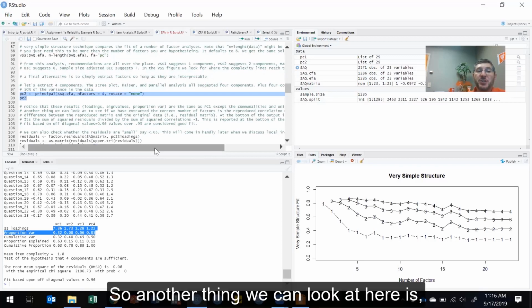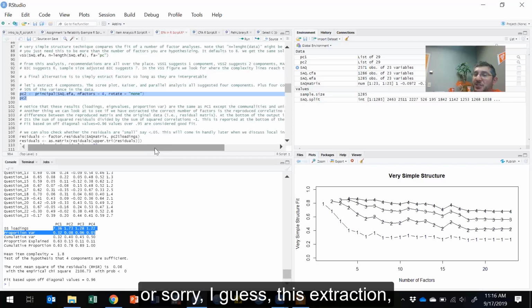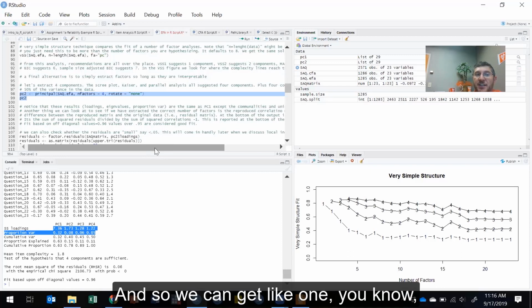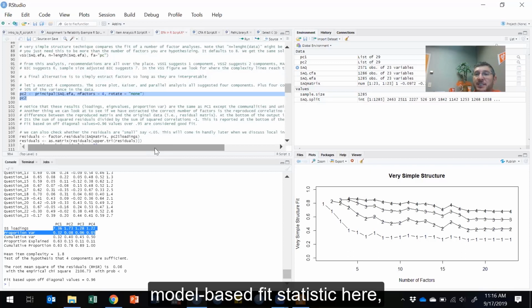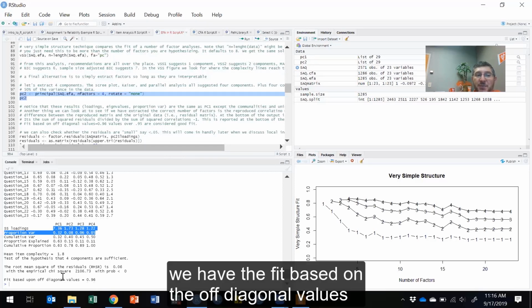Another thing we can look at is how well this principal component analysis extraction fits the observed data. We get one model-based fit statistic. Here, we have the fit based on the off-diagonal values.